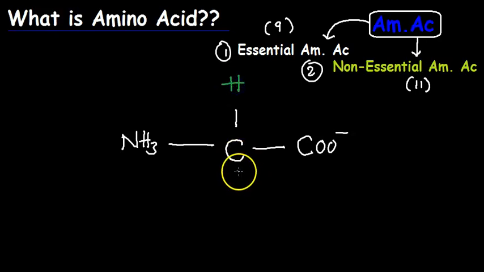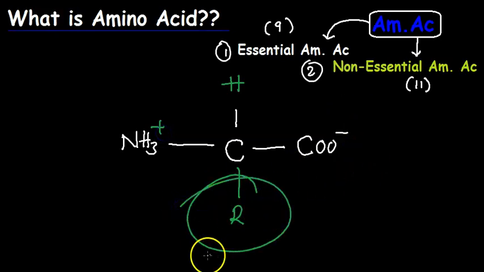The last but not the least is the side chain, also called the R group. This part makes each amino acid different from one another. The R group can be anything from a single hydrogen atom to a more complex structure. It's like the personality of each amino acid. So if we change, for example, from alanine to phenylalanine, it has the same structure: NH3, hydrogen on top, and COO minus here. What changes is simply the personality, which we call the R group.